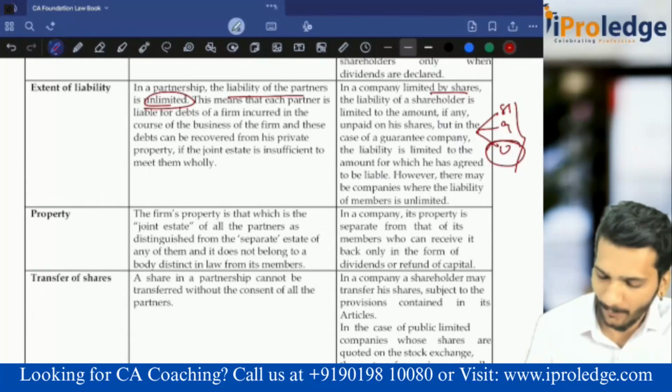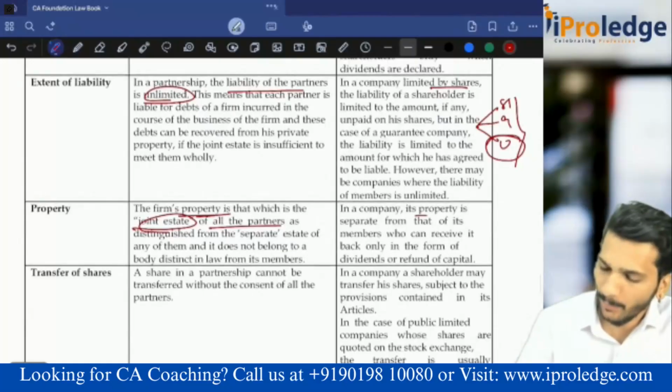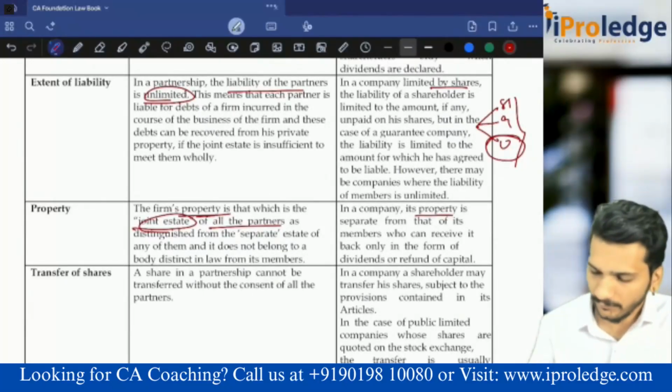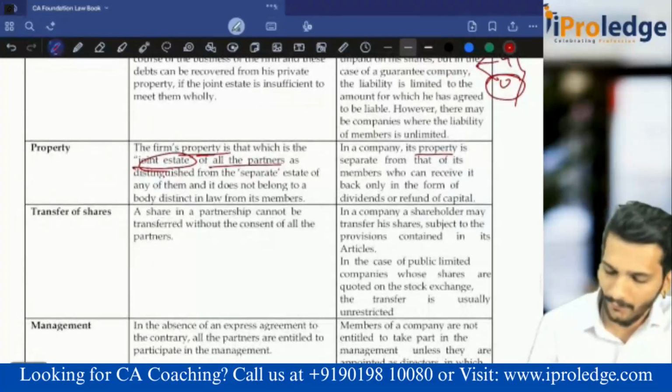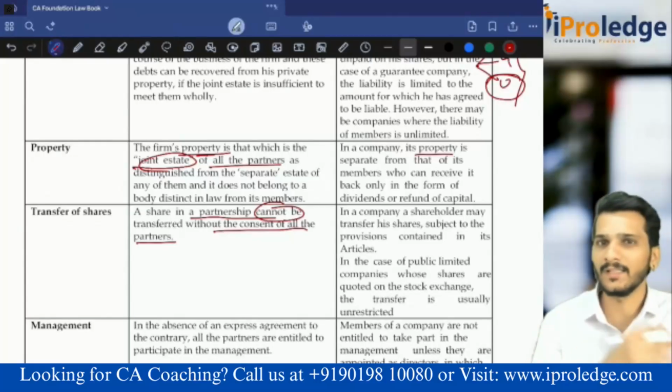Property. Whatever property the firm has is the joint estate of all the partners. But whatever the company's property is, it is separate property because the company is a separate legal entity from its members. And with respect to the transfer of partnership percentage, it cannot be done without the consent of all the partners. If you want to transfer your partnership ownership, you can transfer only with the consent of all the other partners.